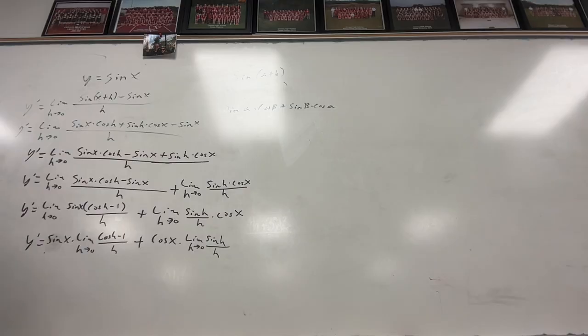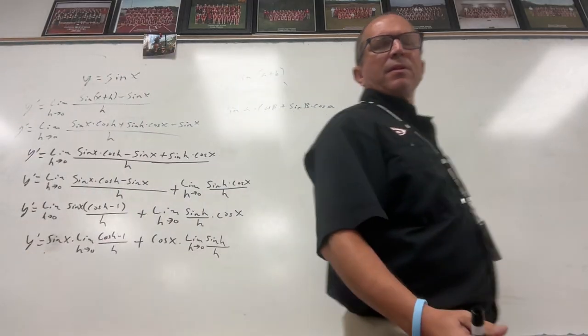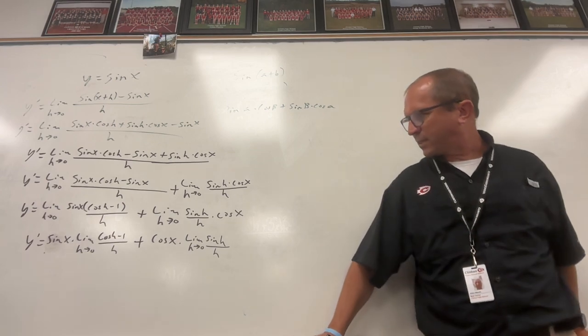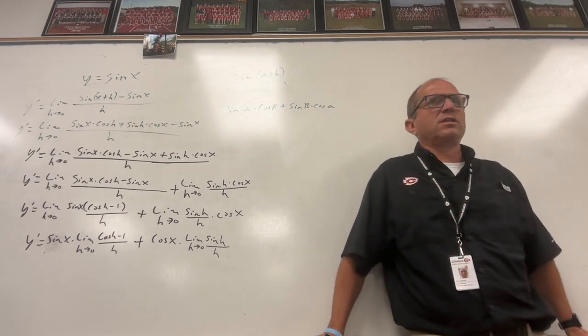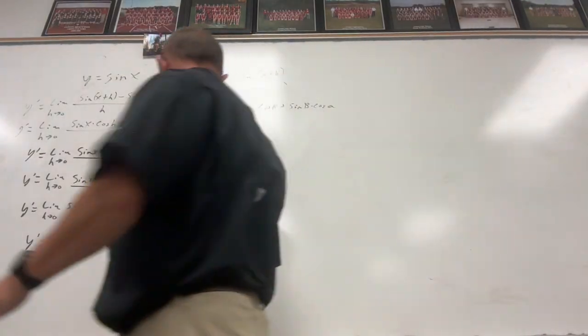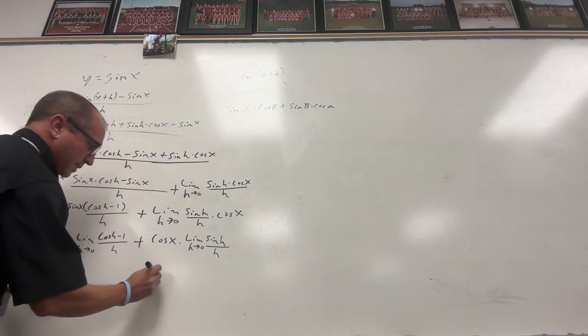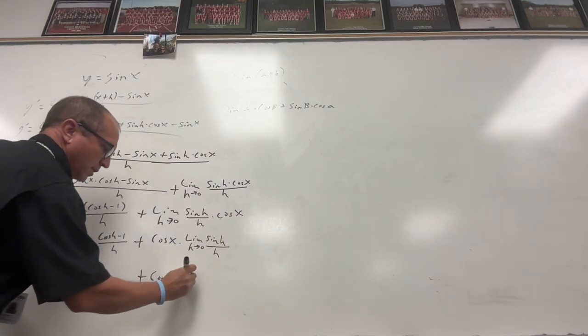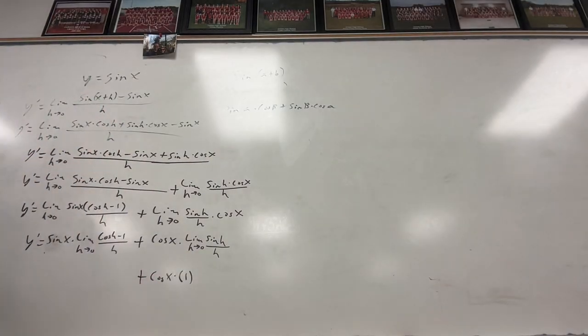So, but there is something else happening here. Does this look familiar to you? The limit as h approaches 0 of the sine of h over h. And it is 1. So this is plus the cosine of x times 1. Remember, we did that with the squeeze theorem earlier.